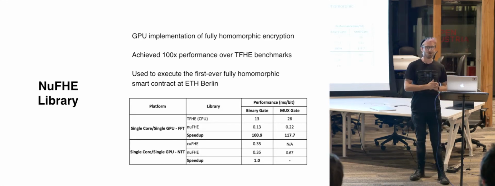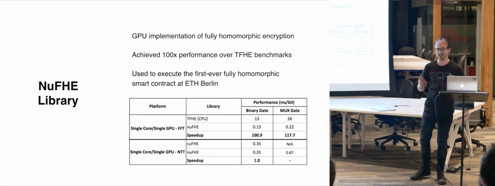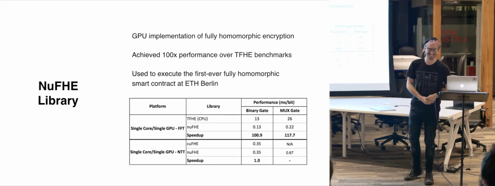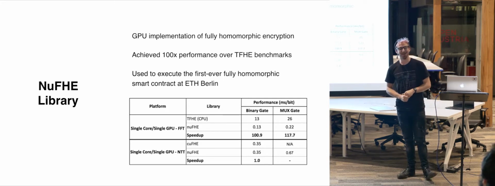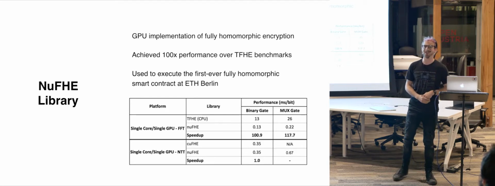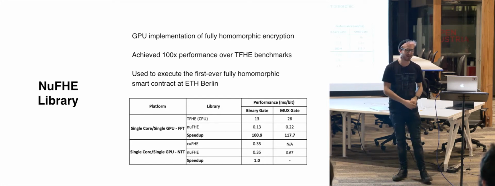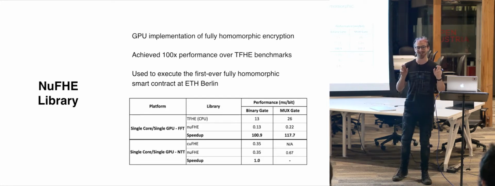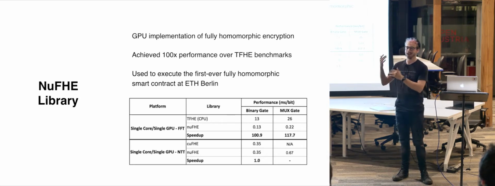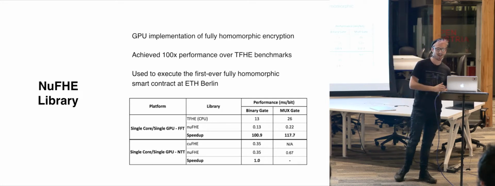We used it to execute the first ever fully homomorphic smart contract at ETH Berlin. First ever. It's something I wrote in maybe 30 hours or so, called Sputnik. It's simply a kind of assembly language, a bytecode-ish language that allows you to build a VM and run operations based on operations you specify.